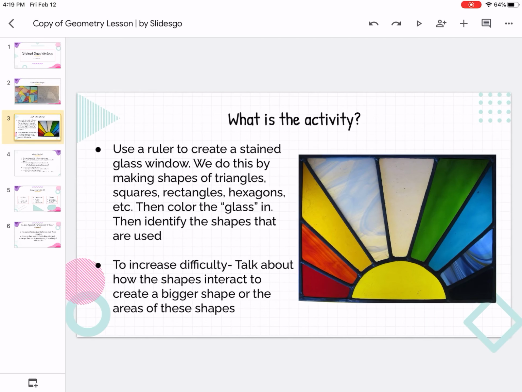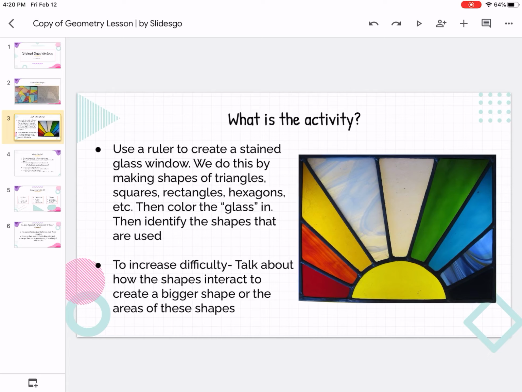So you use a ruler to create a stained glass window, and you do this by creating shapes of triangles, squares, rectangles, hexagons. A bunch of other shapes can be in there too. And then you color the glass in, and then identify the shapes that are used inside of it.